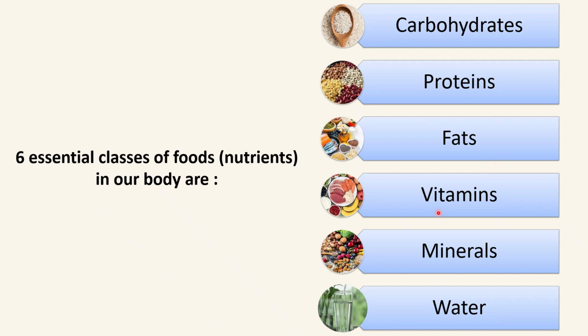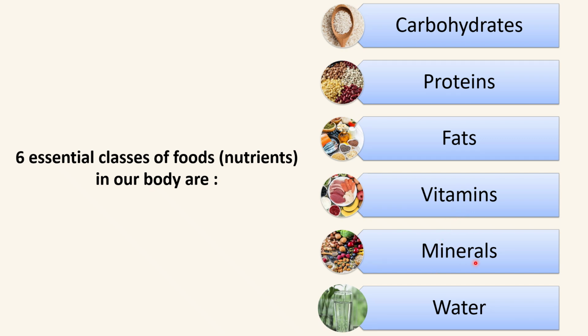Fats, fats provide us energy and also keeps the body warm, and we can get fats from butter, oil or nuts. Next come vitamins. These help in protecting the body from disease and keeps us healthy. And fruits and vegetables are a very good source of vitamins, even milk, and hence we should include lots of fruits and vegetables in our diet.